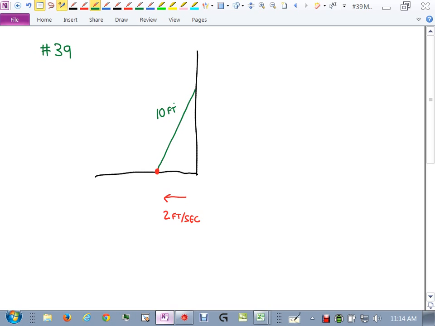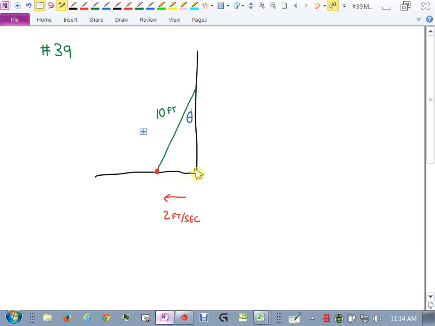How fast is the angle between the ladder and the wall changing? Where's that in my picture? Angle between the ladder and the wall. It's this one right here. How fast is that angle changing at exactly the moment when the bottom of the ladder is 6 feet from the base of the wall? That means we're talking about this point is 6 feet from this, right?